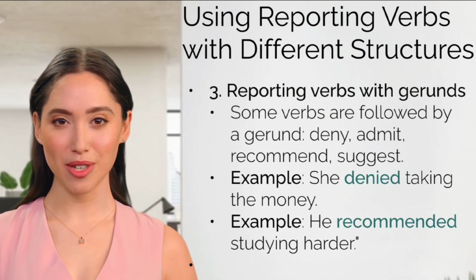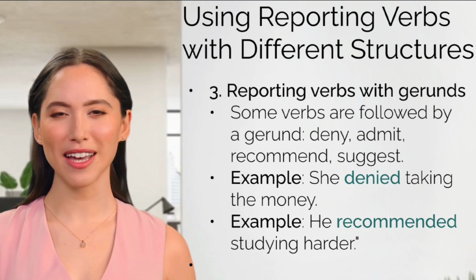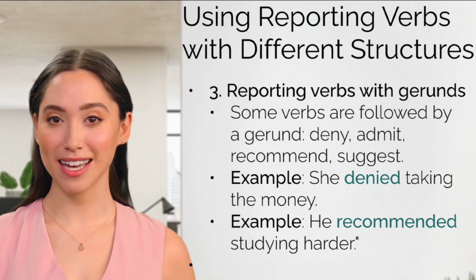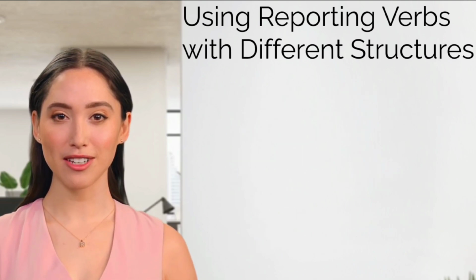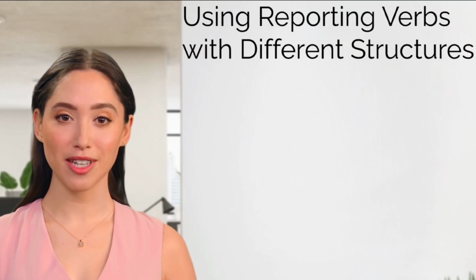3. Reporting verbs with gerunds. Some verbs are followed by a gerund: deny, admit, recommend, suggest. Example, she denied taking the money. Example, he recommended studying harder. It's important to remember that different verbs require different structures, so choosing the right one will improve your fluency.